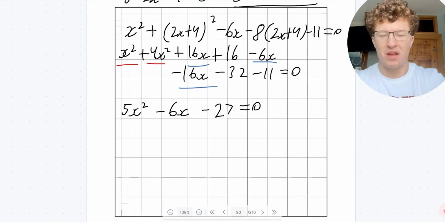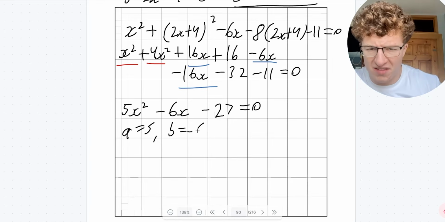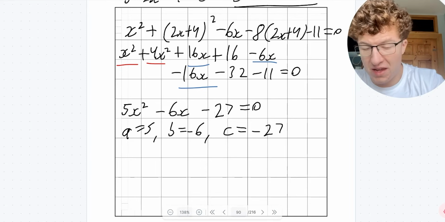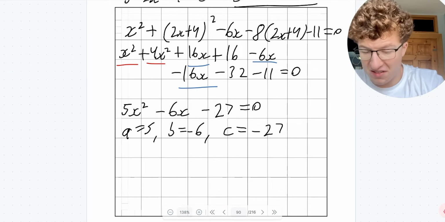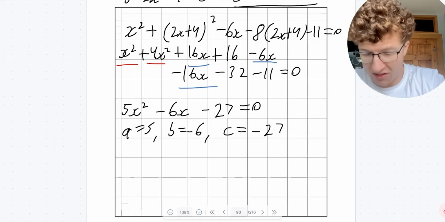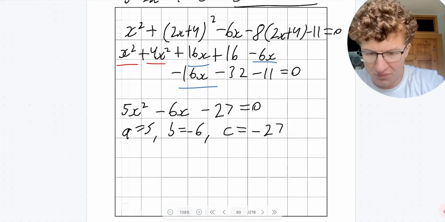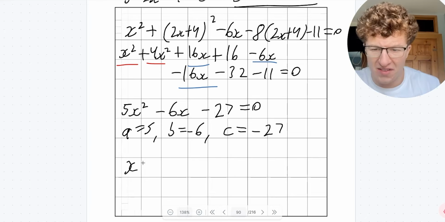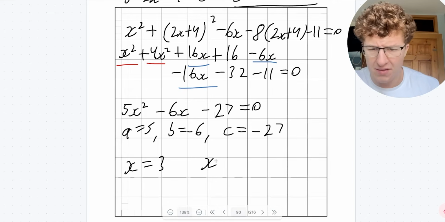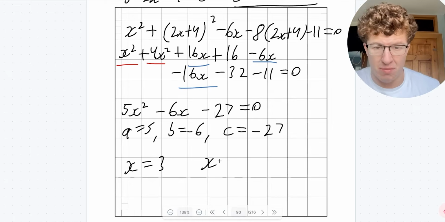I'll grab a calculator. So here we're going to have a equals 5, b equals minus 6, and c is equal to minus 27. We just fill into the minus b formula. So x is minus b, which is going to just be 6, plus or minus the square root of 6 squared is 36, minus 4 times 5 times minus 27, all divided by 2 times 5. So we're going to have x is equal to 3, and when you do the minus, you're going to have x is equal to minus 9 over 5.